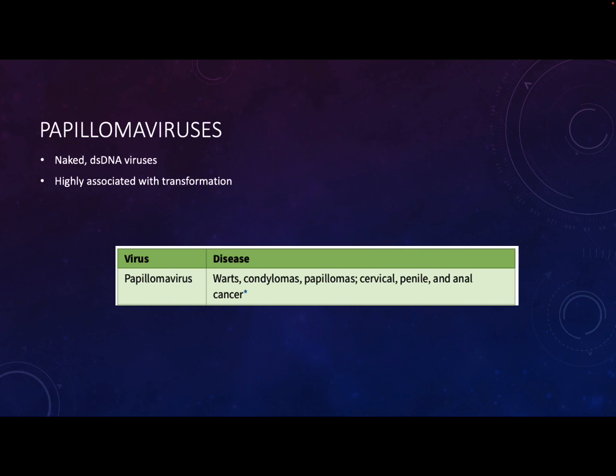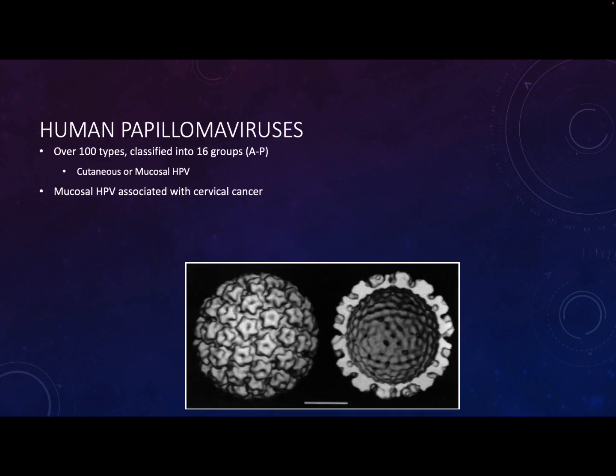With papillomaviruses, the symptom you would see during an acute infection is warts. They can be cutaneous warts. They can be mucosal warts. And there are some strains of the human papillomavirus that are really highly associated with causing cervical, penile, anal cancers, but also oropharyngeal cancers as well. So they're more highly associated with causing cancers.